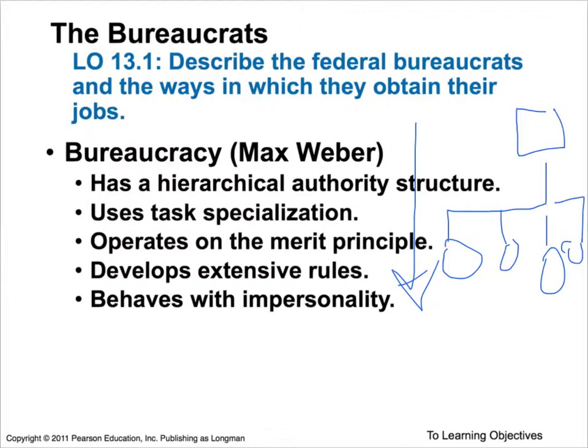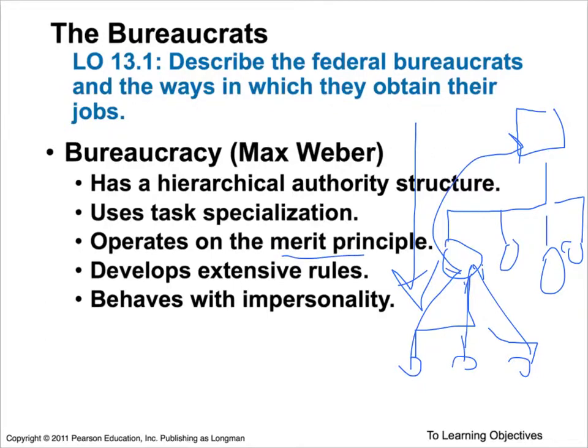It uses a system of task specialization. So when you get into different layers, these guys report to these guys, report to this guy, and these guys have certain jobs. So each of them has a job to do. They operate on what's called the merit principle, and the merit principle basically is the idea that you get your job promotions by doing your job well. You should be hired on the basis of the most qualifications. Those who are the most qualified should be up here at the top. That doesn't necessarily prove true.